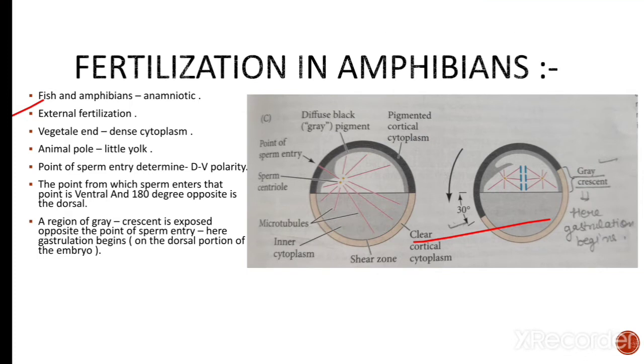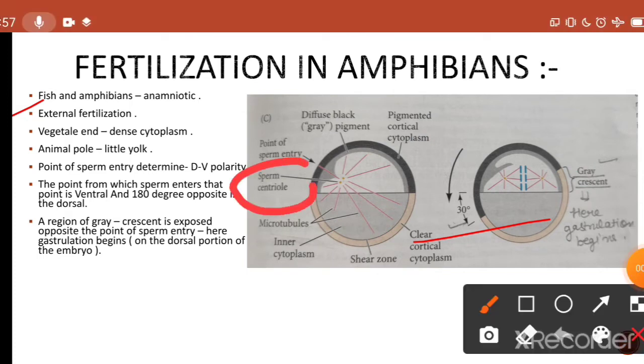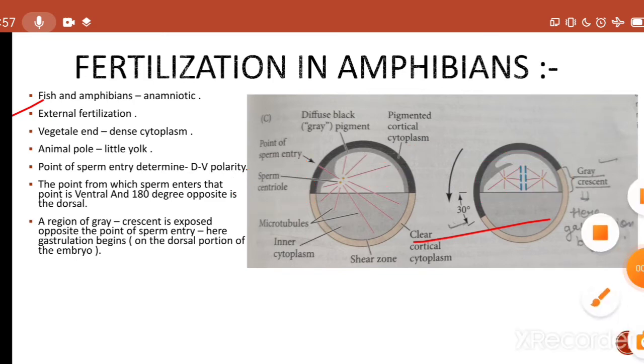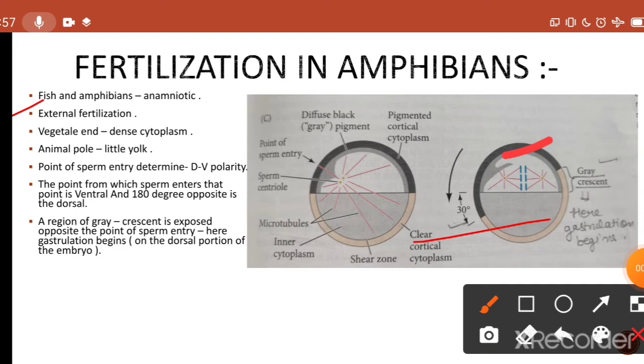What happens is that when sperm enters the egg, the sperm centriole organizes the microtubules. As you can see, this is a microtubule, so it organizes here. This is the organization of microtubules. So the sperm centriole organizes the microtubules of the egg into parallel tracks. As we can see, this is a parallel track.